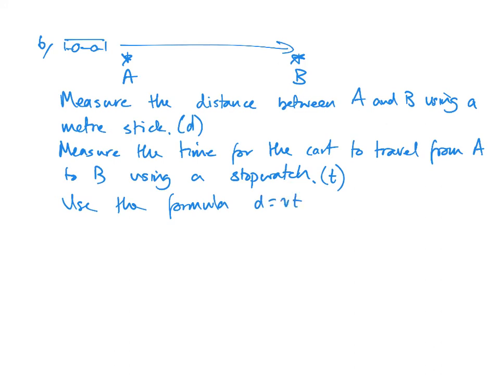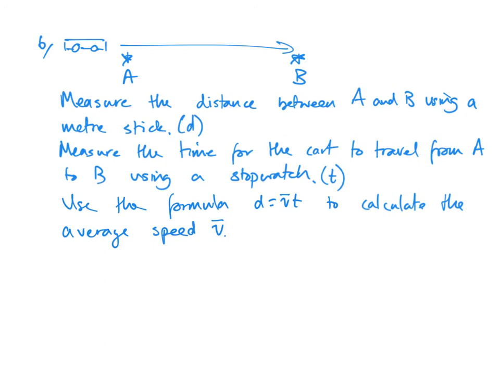Then use the formula d equals vt to calculate the average speed. Now, just to help distinguish between speed in general and average speed, we put a wee bar above the v, so I'm going to put that in the formula as well. That indicates clearly that you're dealing with average speed.